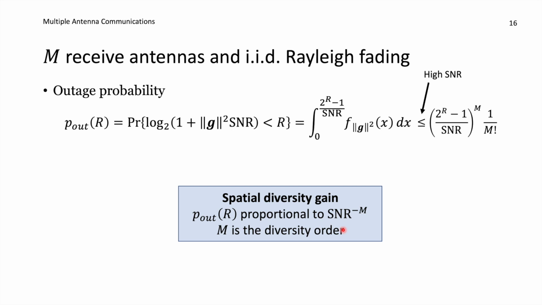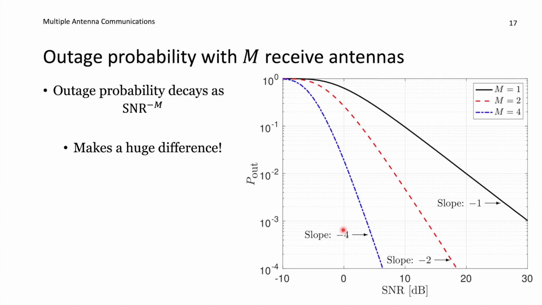The reason behind that name is that we have m antennas that provide us with diverse, independent realizations of the channel. And to have a deep fade, well, then we need all of them to be bad at the same time. Here is an example of what happens.